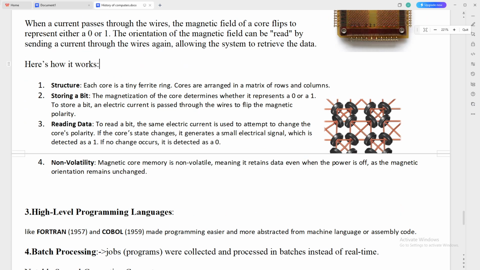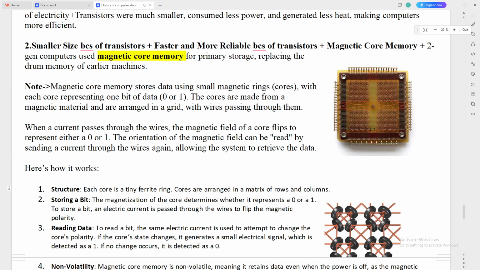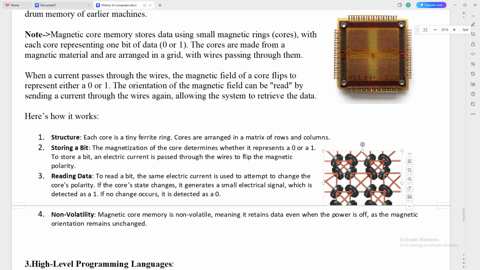Now, the structure, how it works. Each core is a tiny ferrite ring. You can see there is a ferrite ring in this diagram. You cannot see it because it is so small, but it is a small ferrite ring. This is a bigger diagram of that representation. The cores are arranged in a matrix of rows and columns. As you can see, there is a row, then a column.